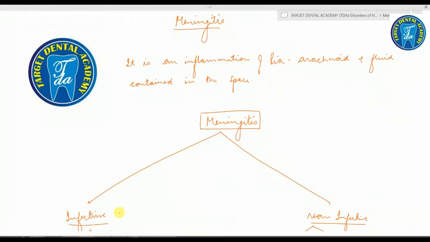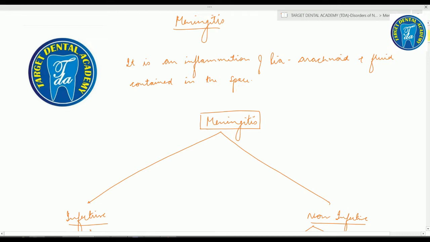Hi guys, good morning. So today we are going to start with another unit of general medicine, that is the disorders of the nervous system. In this, first we are going to discuss meningitis. So basically, what is meningitis? It is an inflammation of the pia-arachnoid and the fluid contained in the space.